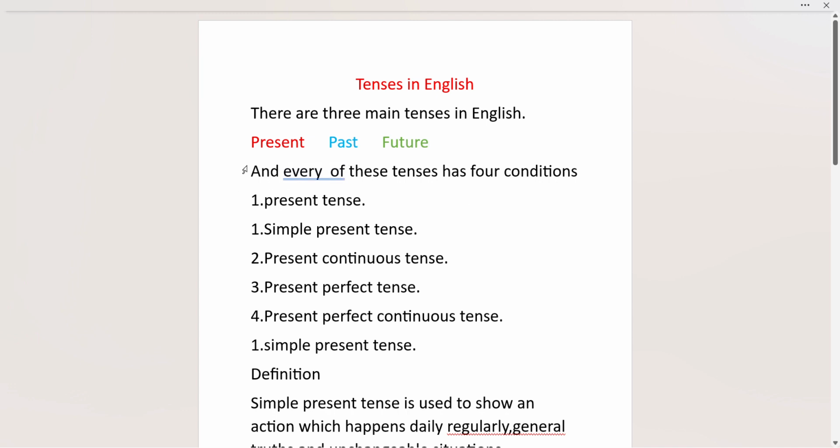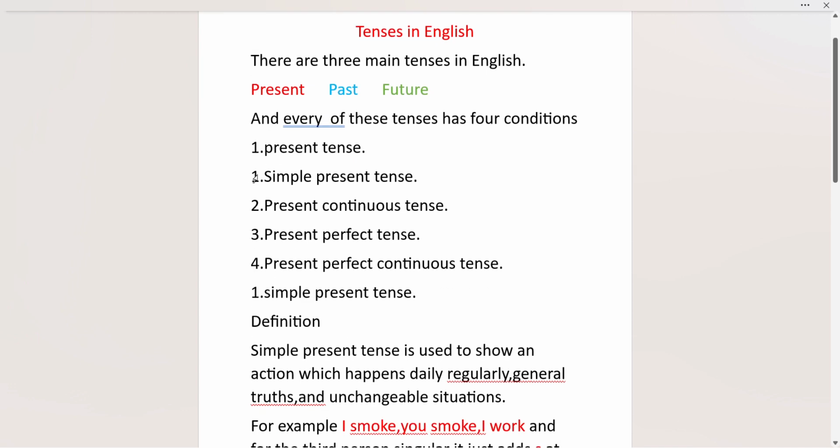For example, we have here the present tense. First of all, I will teach you the present tense, and then I will teach you the past, and then we will go to the future tense. So the present tense has four conditions, that is, simple present tense, present continuous tense.